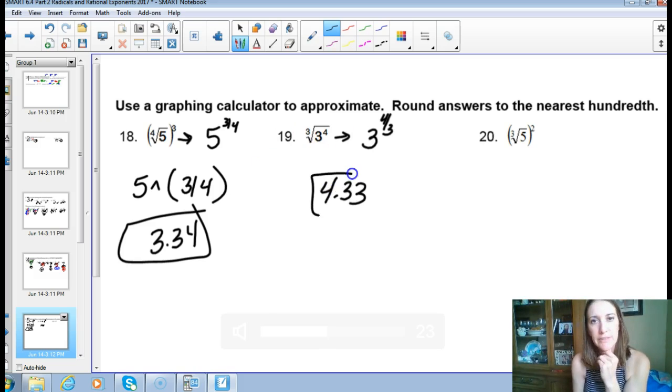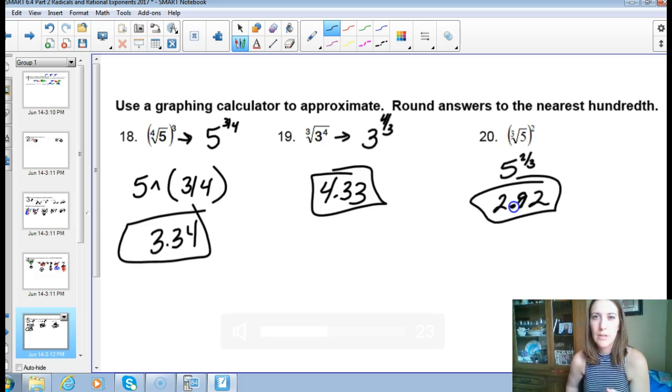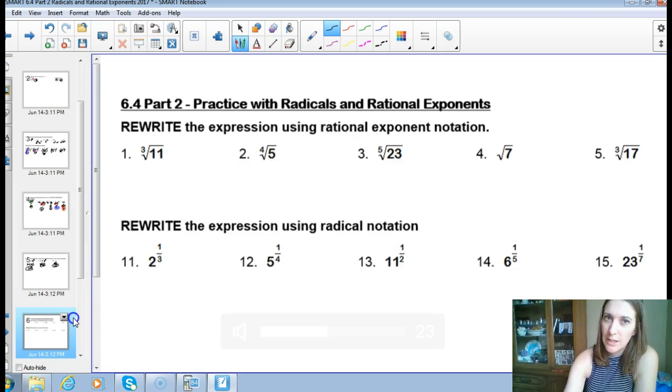If you need to pause the video to go get a calculator, please do. And then here, I'm going to rewrite it as 5 to the 2/3. I'm going to grab my calculator because I told myself to do that. Oops. 2.92. Jeez. There we go. So if your directions say use a graphing calculator to do something, you need to do that.